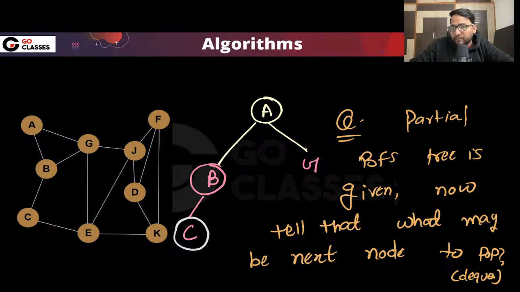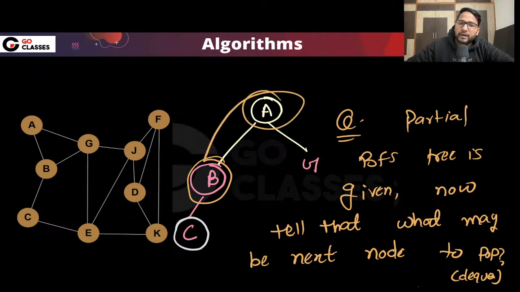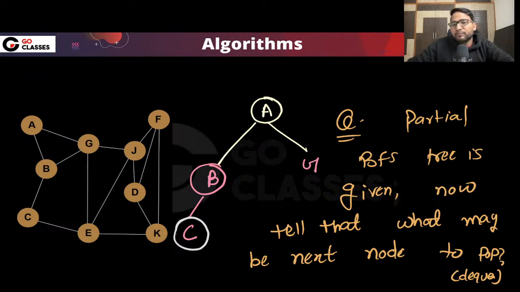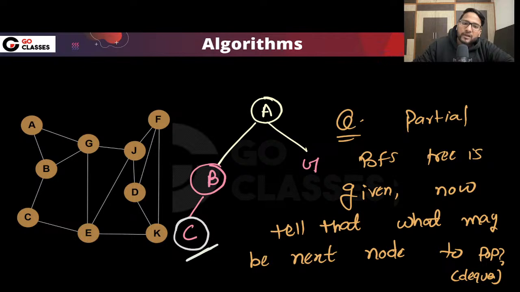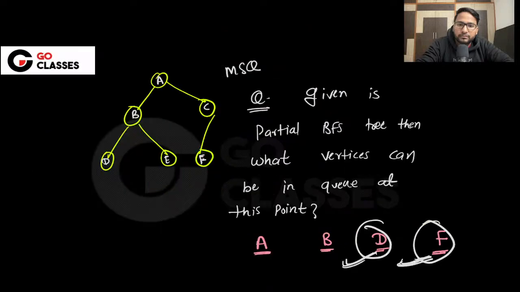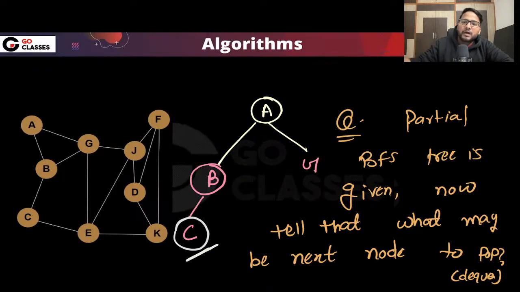See, B must not be there in the queue, A must not be there in the queue, right? B and A obviously not there in the queue. Then maybe you're just exploring this G, right? And let's suppose if this is only the given, then can you say that C can be the next node? Can you say C can be the next node to pop out? Maybe, right? Maybe it depends on whether G has already been popped out.